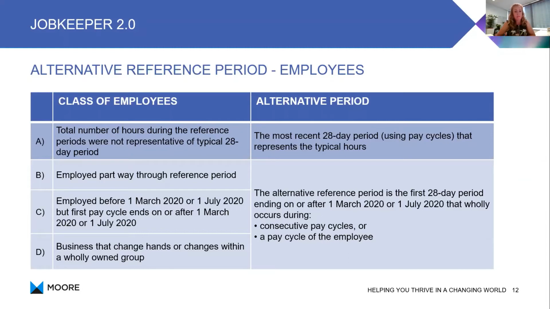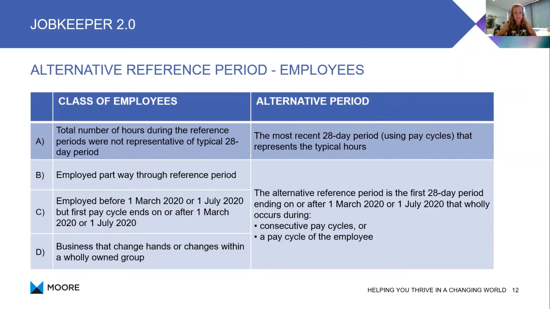Maybe the employee was employed partway through the reference period. So we're testing, for example, 1 July for some employees that came in later. If they didn't start until 15 June, well, that's partway through the 28 days of June or prior to 1 July that you would need to test. So the alternative reference test period for those is the 28-day period of consecutive pay cycles, even if it ends after your test date. Same with if they're employed before 1 March or 1 July, but first pay cycle ends.